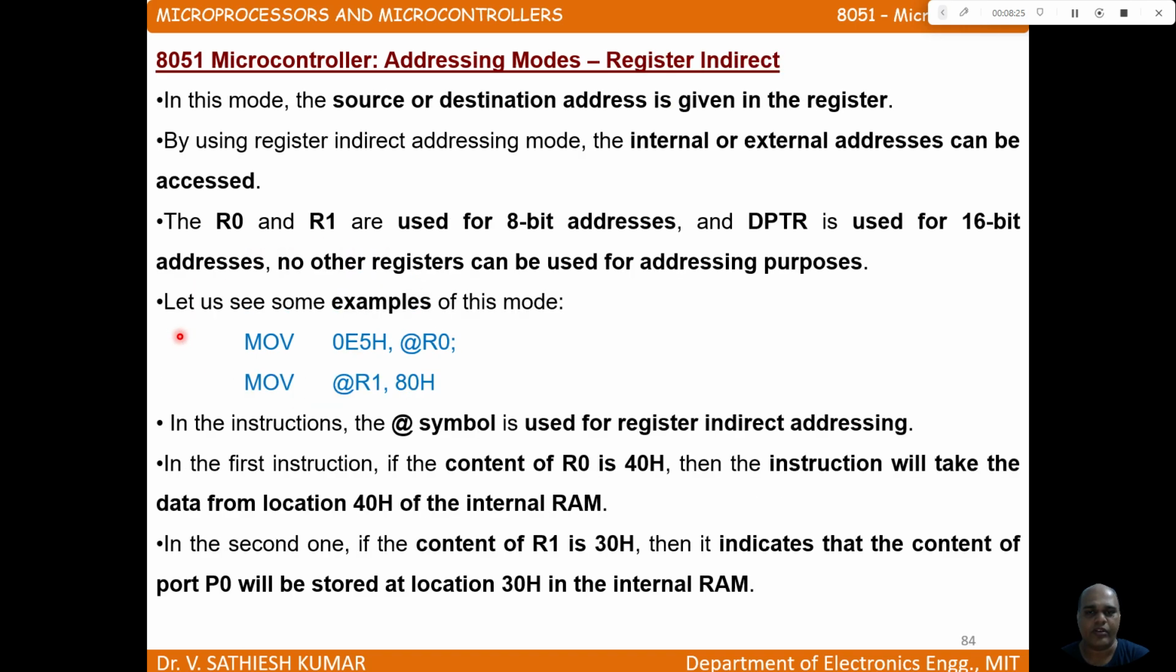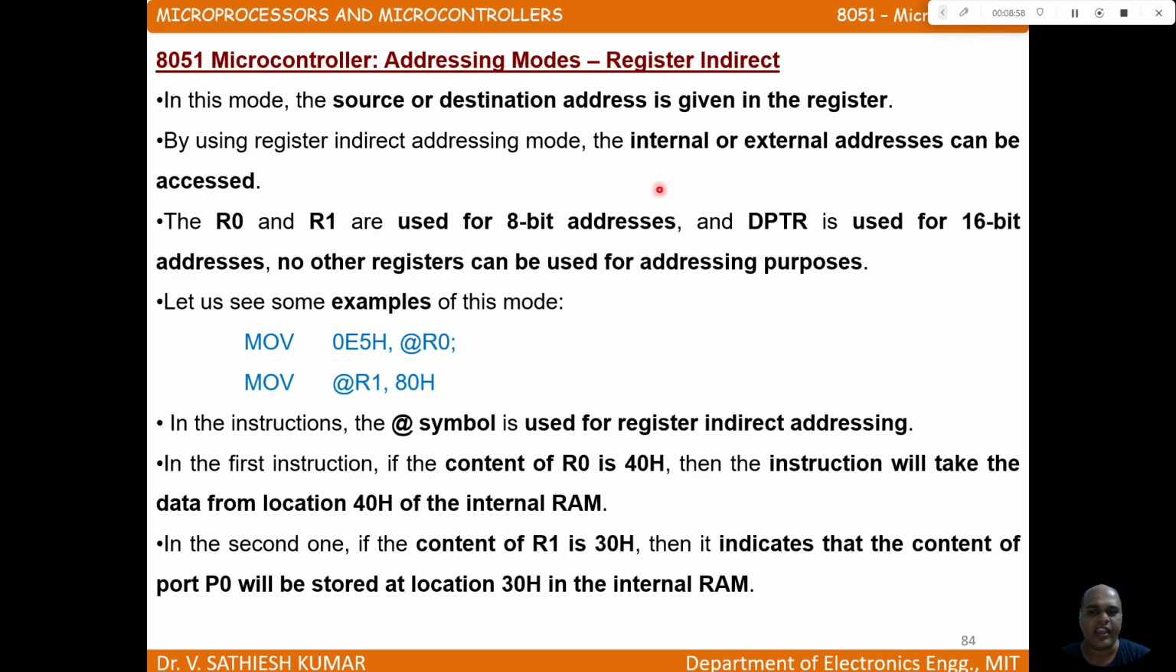Next addressing mode is your register indirect addressing mode. Now in this addressing mode, the instruction contains a register, but this register is not going to have the data. It is going to have the address pointing to a data. So the source or destination address is given in the register. So here we can use both internal memory as well as external memory, and the registers which we can use in the instruction are R0 and R1.